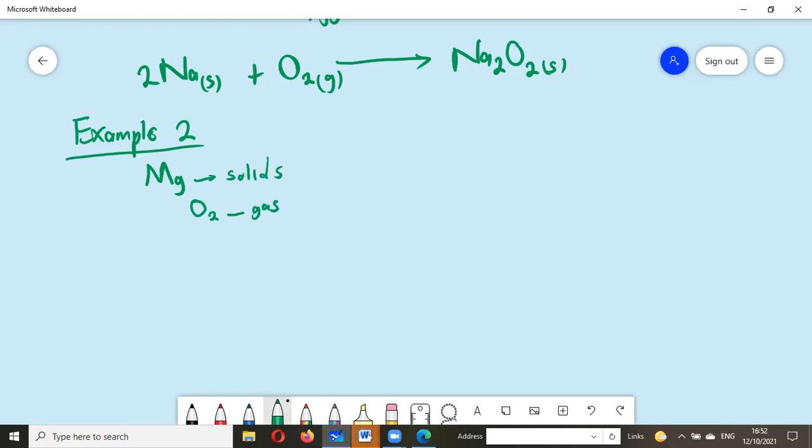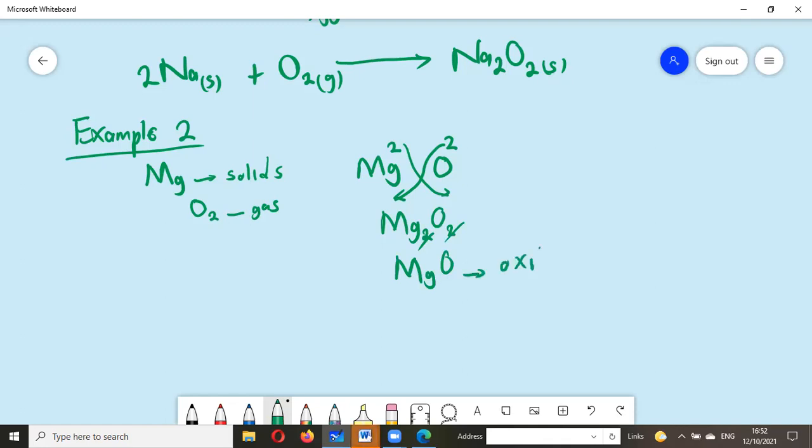Forming magnesium oxide. That means magnesium has a valence of 2. Even oxygen has a valence of what? 2. So when you swap these valences, we shall be getting Mg2 and O2. But these have the same denominations, so you can cancel them out. So you're having MgO. This one is a solid, it belongs to the oxides. It is a basic oxide.